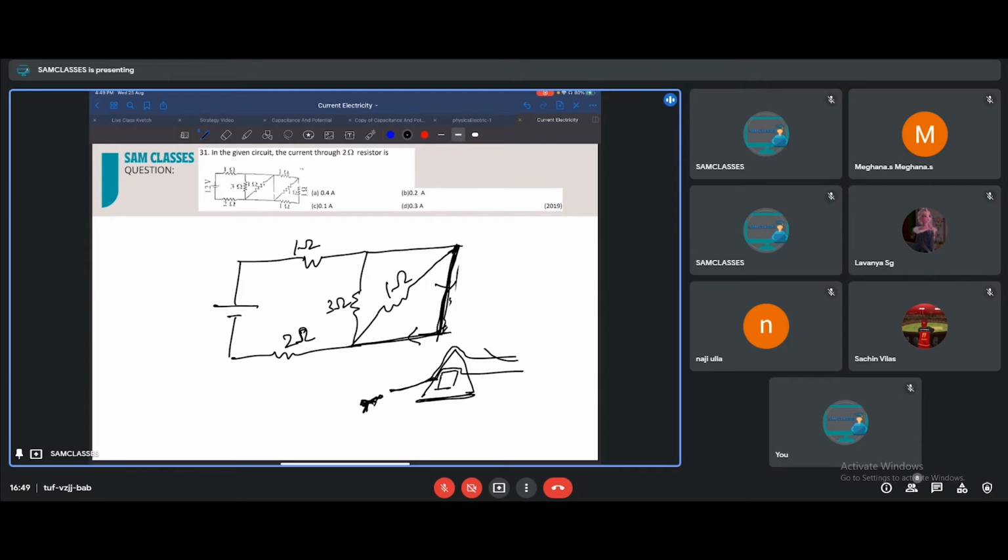We can see that the 3 ohm and 1 ohm, this 1 ohm is there, this 2 ohm is there, and this 3 and 1, they are in what? Parallel connection. Correct. So in that parallel connection, what will be the value? 1 by 3 plus 1 by 1 is equal to 1 by R. So what will be the value here?